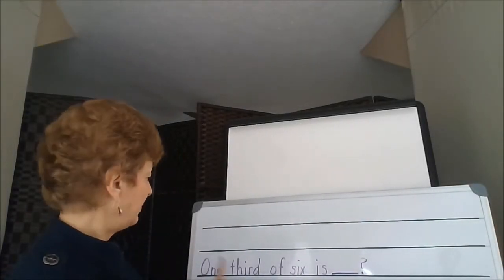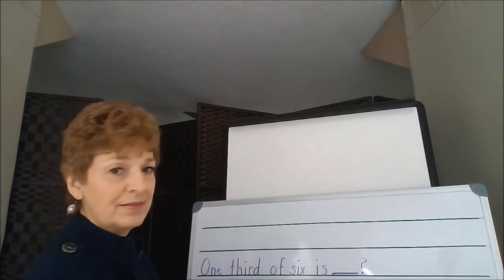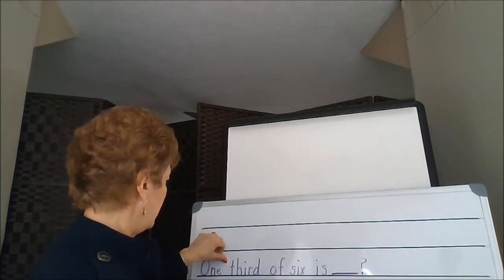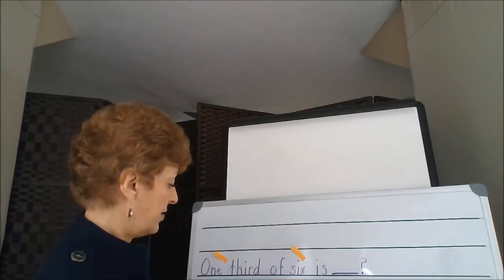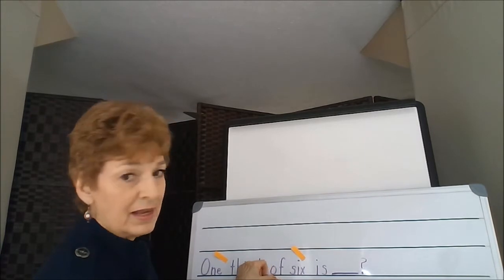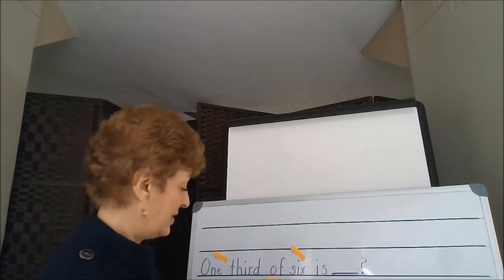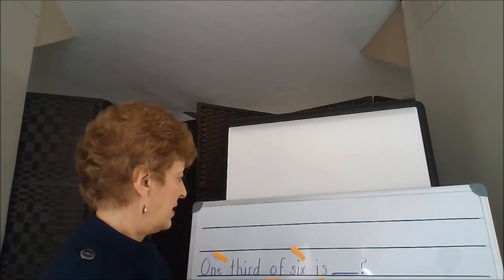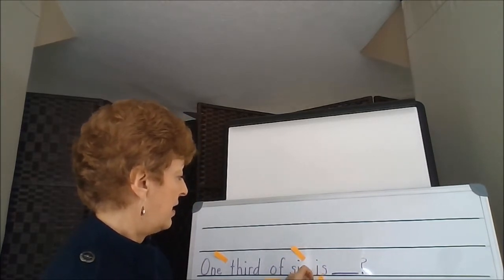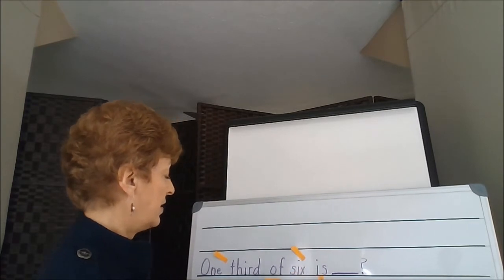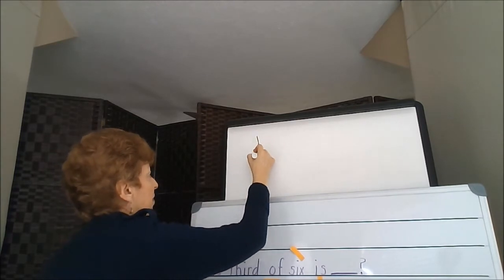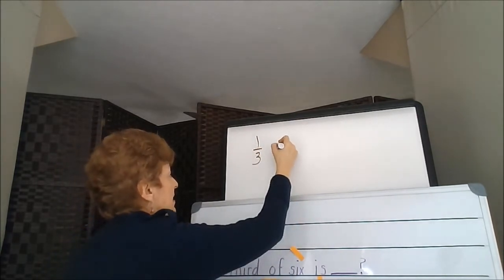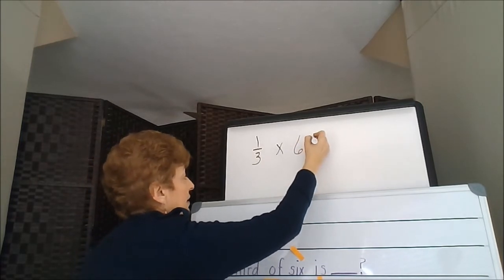Our next problem: 1/3 of 6 is. Numbers: 1/3. 6 is another number. "Of" is a multiplication term. It means times. And "is" would be our equal sign. So this pre-algebra problem would look like this: 1/3, it's a fraction. 1/3 of means times 6 equals.